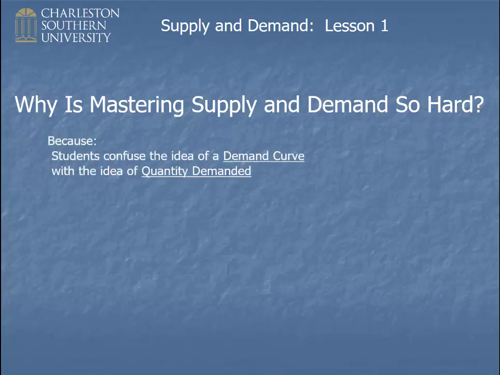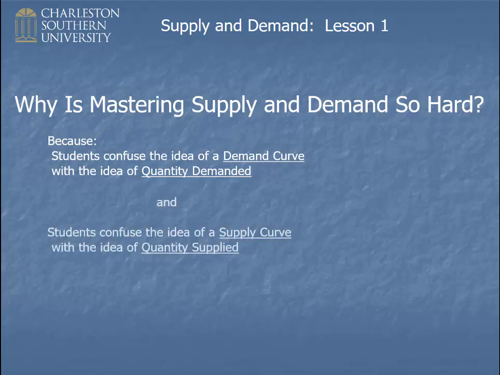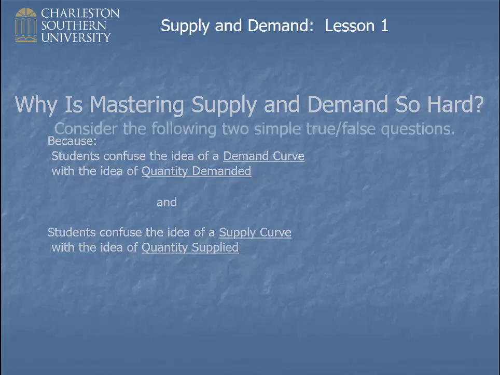Students confuse the idea of a demand curve with the idea of quantity demanded and, of course, the idea of a supply curve with the idea of quantity supplied. It seems really simple, but actually it's easy to get it wrong.